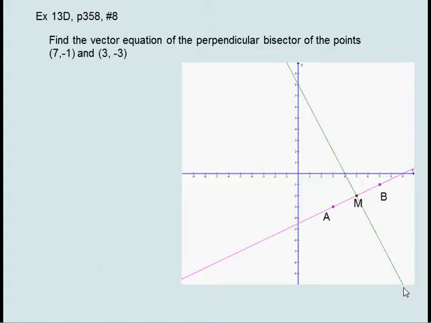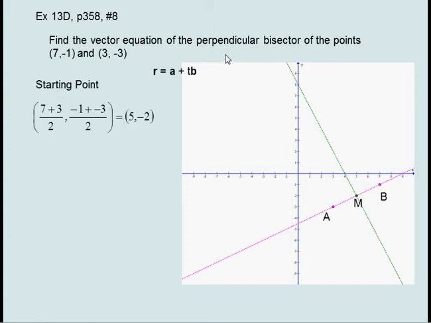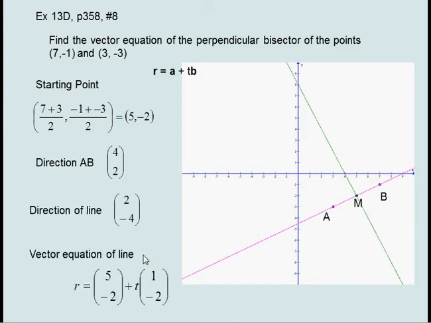Another example now, same idea. Perpendicular bisector, same 2 points. Why don't you pause the video, try this yourself, and then you can check your answer. Okay, here's the answer. So that's our vector equation. The starting point will be 5, -2. The direction vector of AB is 4, 2, so 2, -4 will be the direction of the line. So there you go, that's one possible answer.